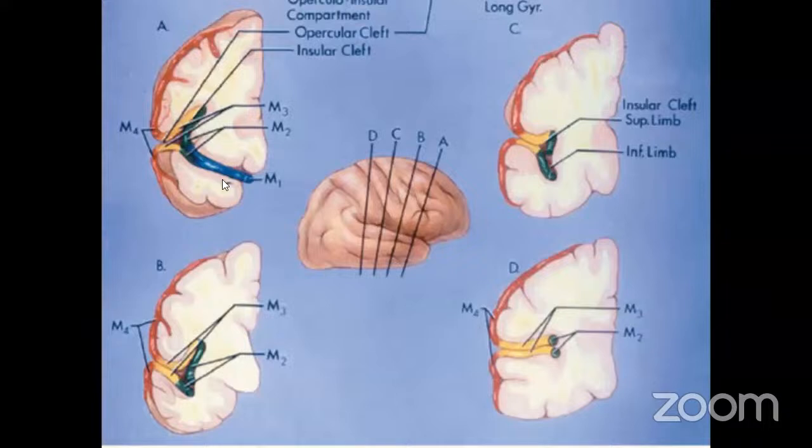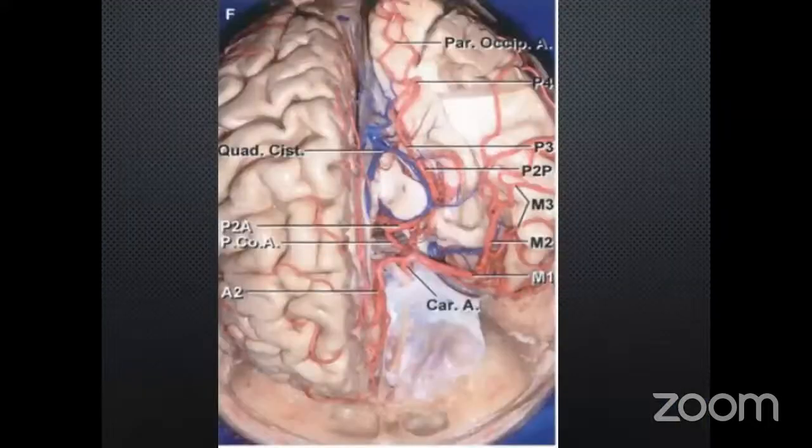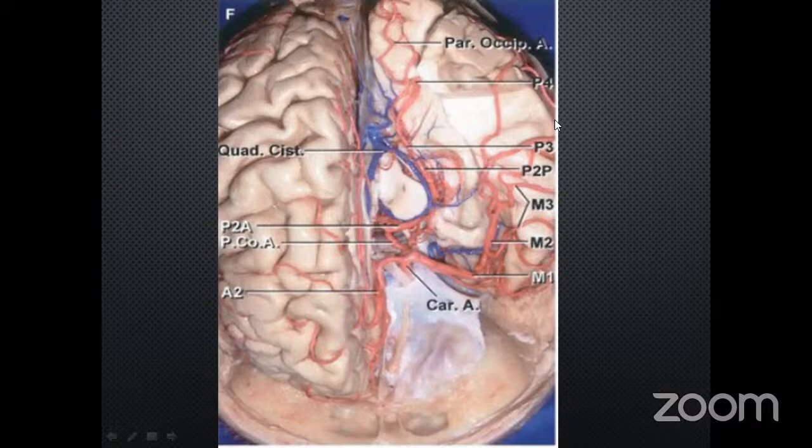This is again showing the same. So M1 segment, M2 segment at 90-degree turn, then 180-degree turn and becomes the M3, and another 180-degree turn and it becomes the M4, which is the cortical branches. This is again showing the same picture. The 90-degree turn, the genu, M2, and then M3, and then the cortical branches, M4. This is the midbrain related to the PCA.